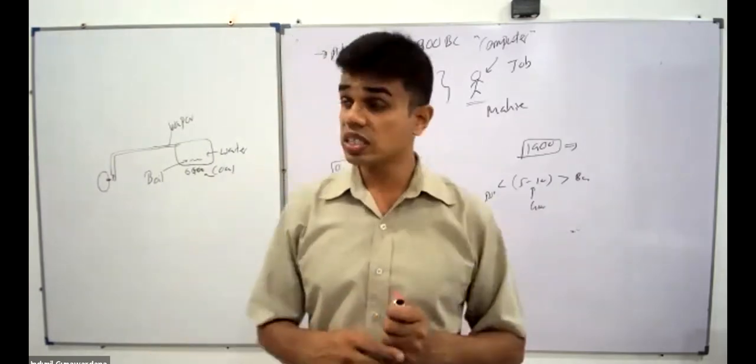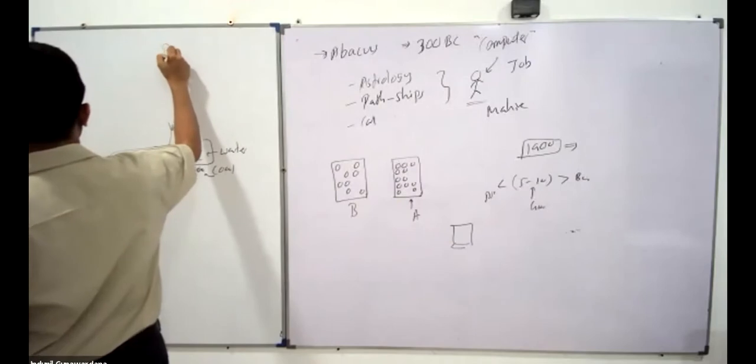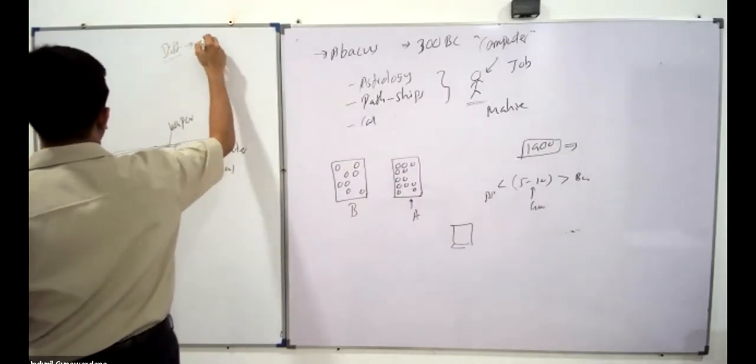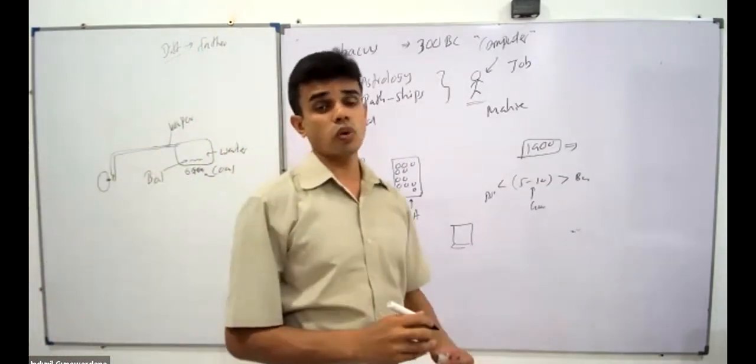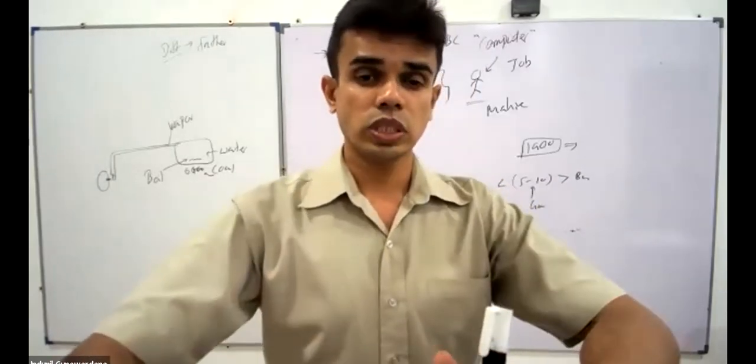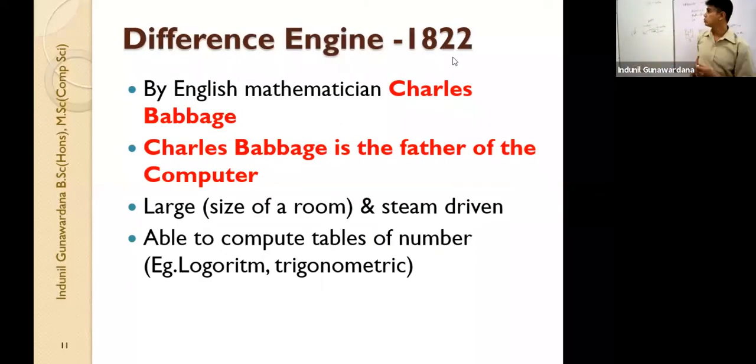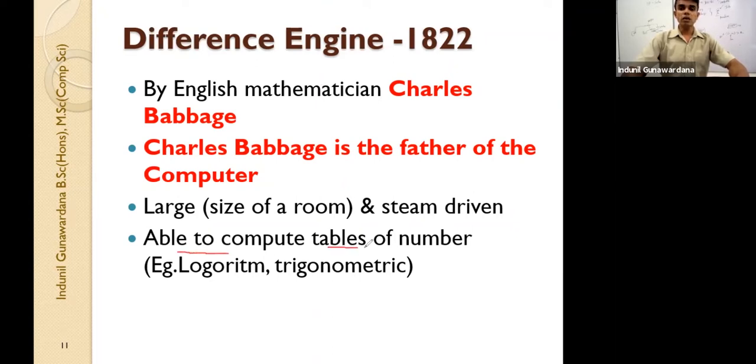So remember that the difference engine is a very important machine in our timeline, in our history. That is the first machine made by the father of the computer. Hope that you are clear. This is his first machine, called the difference engine, from 1822. It is based on steam technology, and it is a very large machine, just like a single room. That's the size. This has more power than the earlier ones, and it is able to compute tables of numbers.